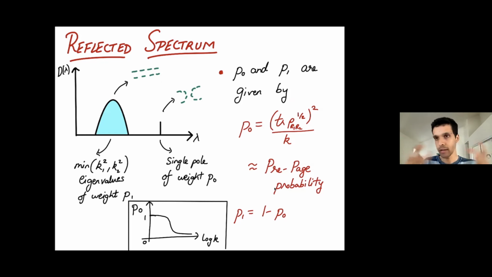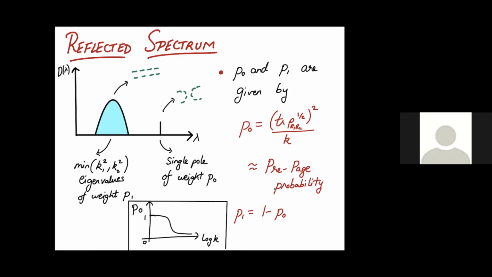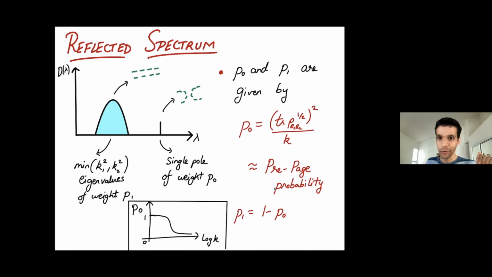Whereas the other thing is like 1 minus that. This Page probability is just some interpretation we're giving it. From this expression, it's not at all obvious that this should have any interpretation as a probability. But is that number even between 0 and 1? It is. You can check that it's between 0 and 1.